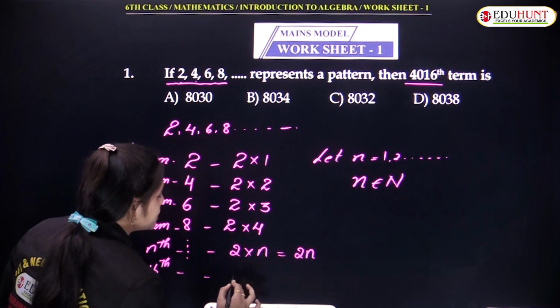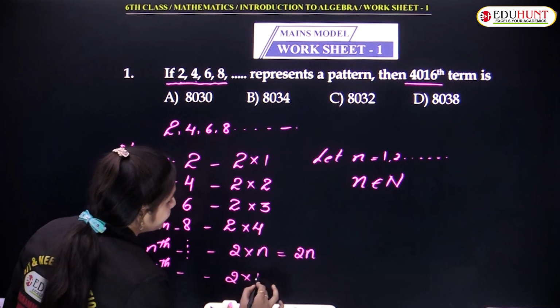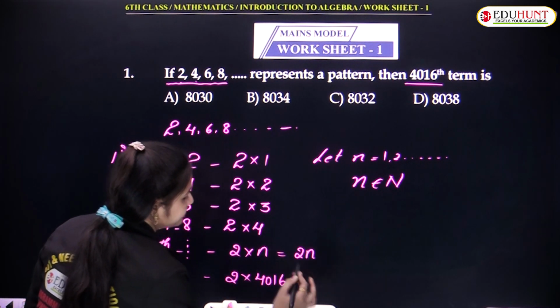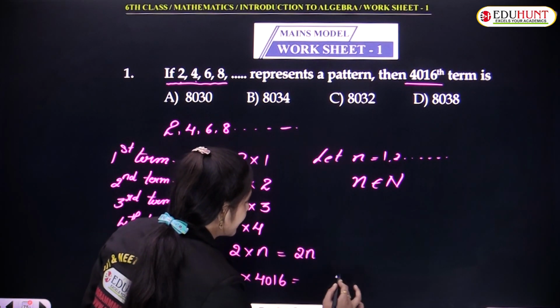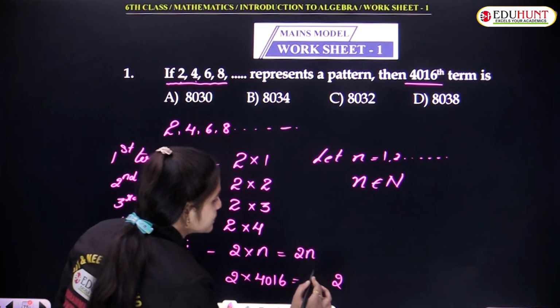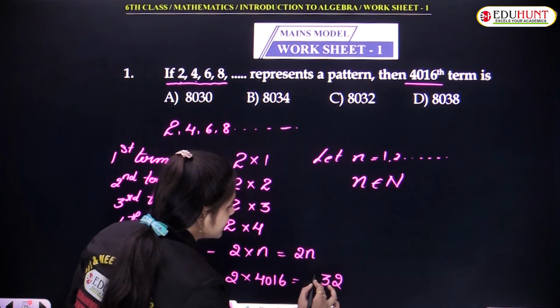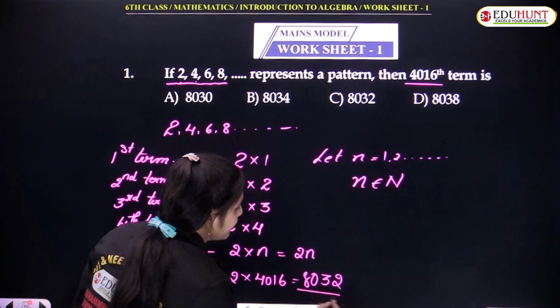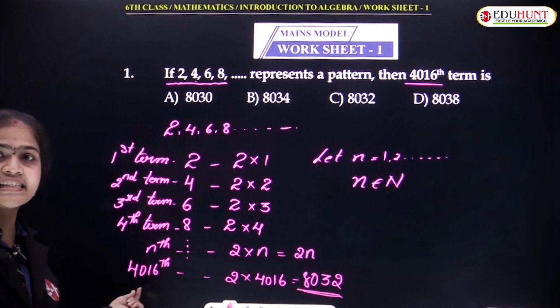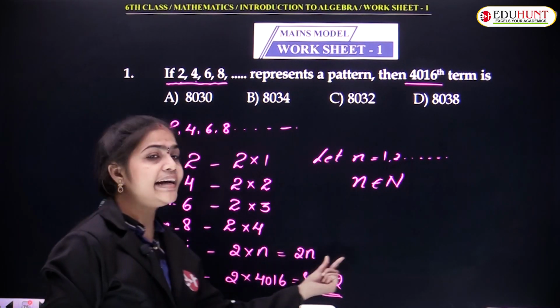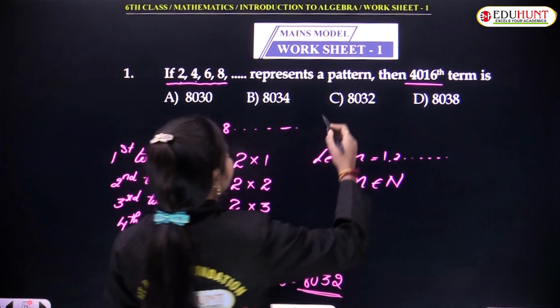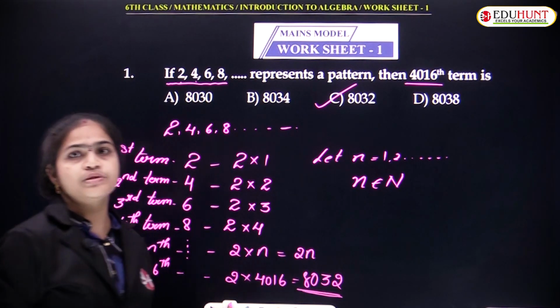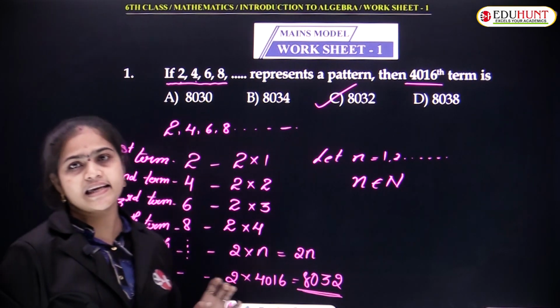Now the 4016th term. As per this condition, 2 into 4016, which is equal to: 2 6's are 12, 2 1's are 2 plus 1 is 3, and 2 0's are 0, 2 4's are 8. Finally, what is the 4016th term here? That is 8032. Am I clear to you? So which option is correct here? 8032. Option C is correct.